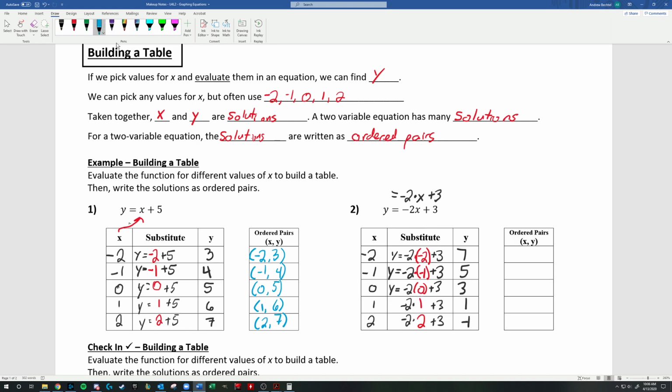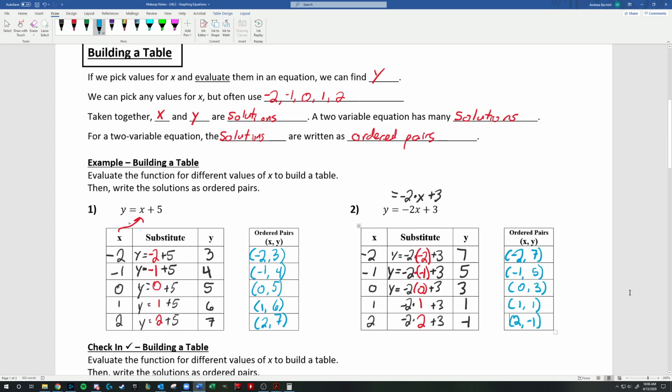Writing these as ordered pairs, we take the x and the y, and we put those together. So we have (-2, 7). (-1, 5). (0, 3). (1, 1). And then (2, -1).